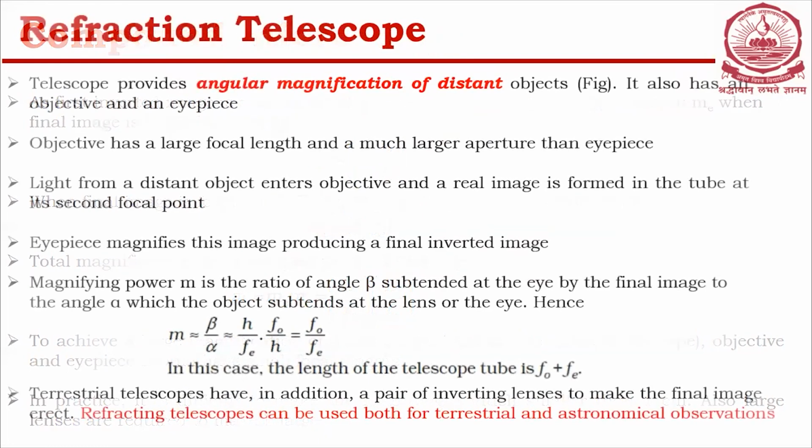Next is refraction type telescopes. In the case of the refraction type telescope, you will have angular magnification of distant objects, because you are looking at stars and so on. You might have seen the different huge telescopes, the Hubble telescope for example, because you have to see stars at very long distances.